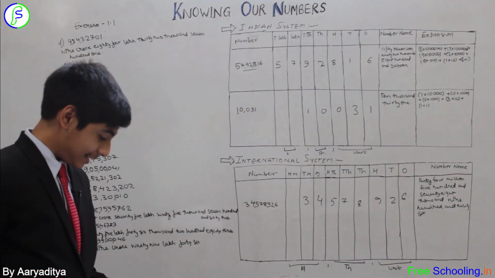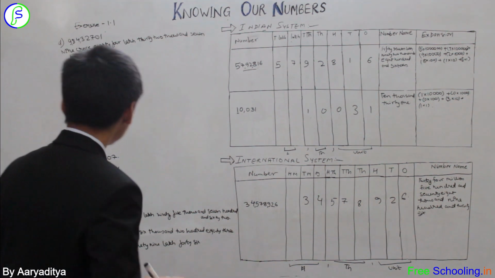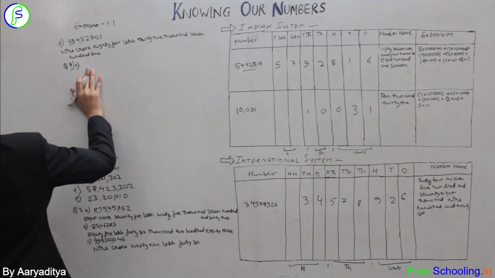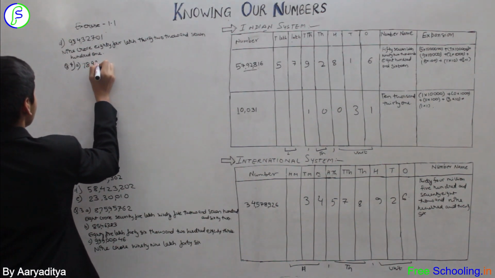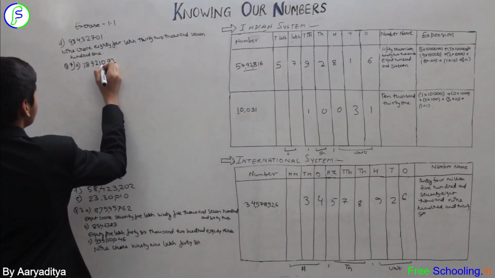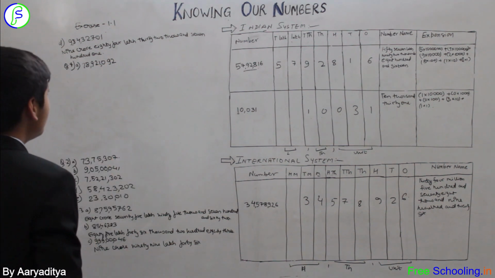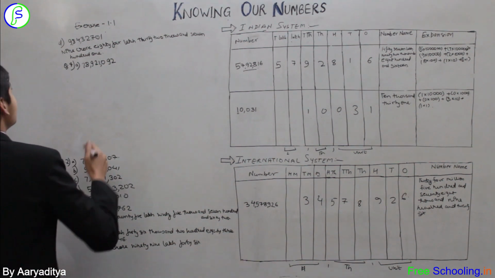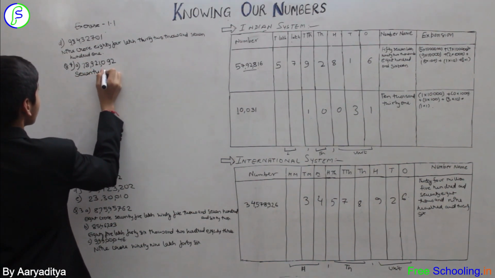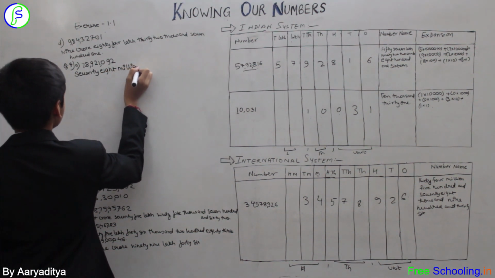What does question number 4 say? It says insert commas suitably and write names according to the international system. So the first one given is 78921092. First, let us insert commas according to the international system, leaving 3 digits from the right side, then again 3 digits. Here is the number, 78,921,092. Let us write it.